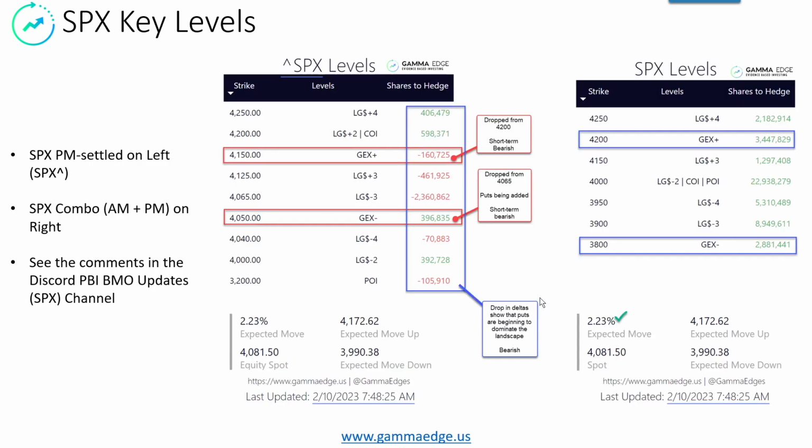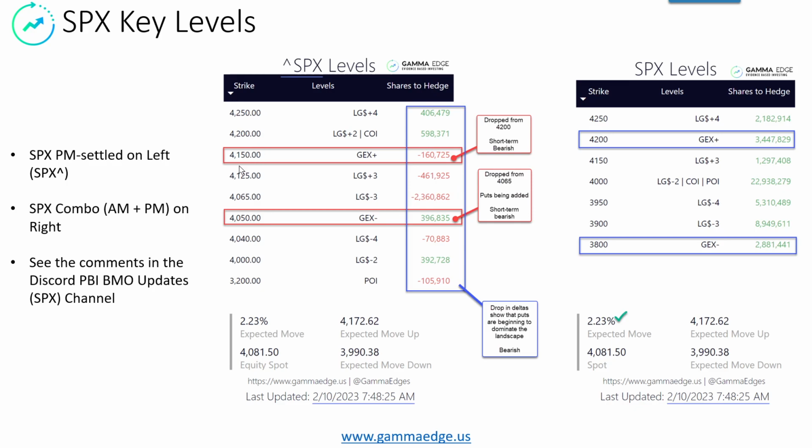Taking a look at the key levels here, SPX PM-Settled over here on the left, the Combo over here on the right. Combo is unchanged, strong delta levels still. That, as you can see, expected move is what it is. Over here on the PM-Settled, though, and the PMs are what are tradable, right? I mean, that's your dailies and everything.